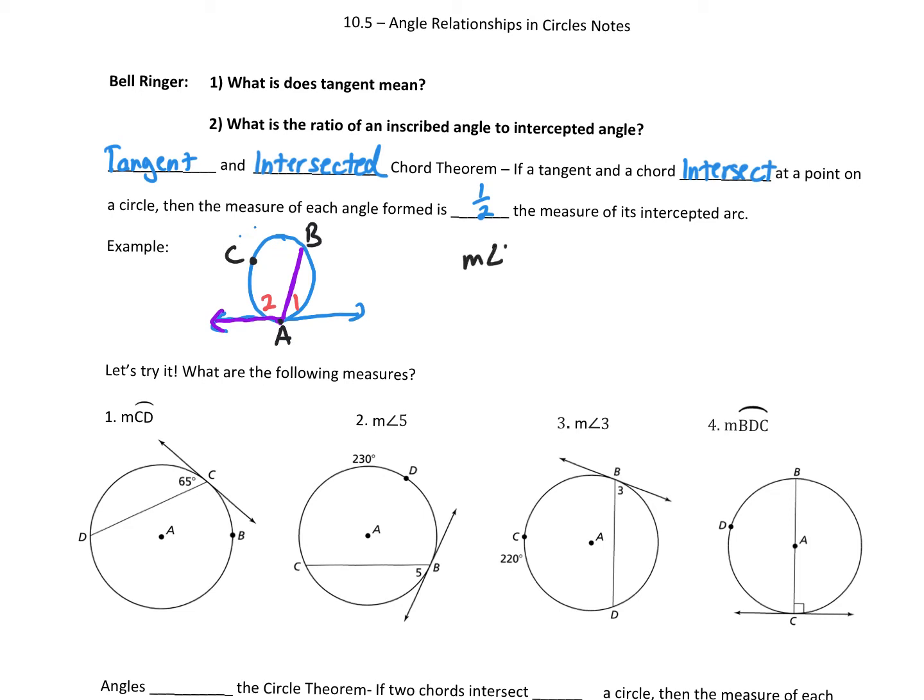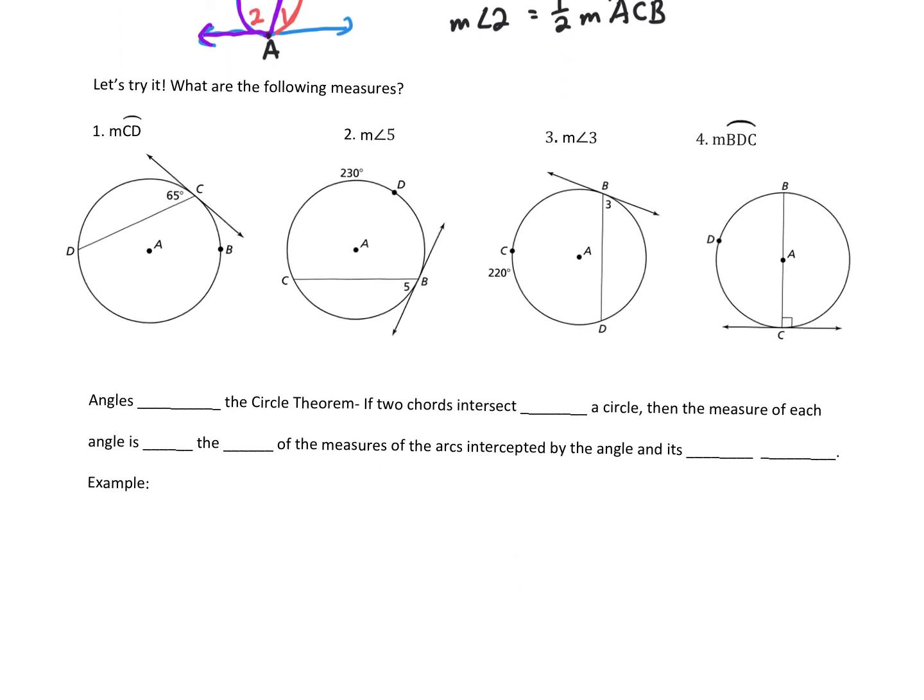We can say that the measure of angle 1, that small one, is half of AB. So angle 1 matches up here with arc AB, and is equal to half the measure of AB. Whereas measure of angle 2 is half of this side right here. So measure of angle 2 is half the measure of arc ACB. Okay.